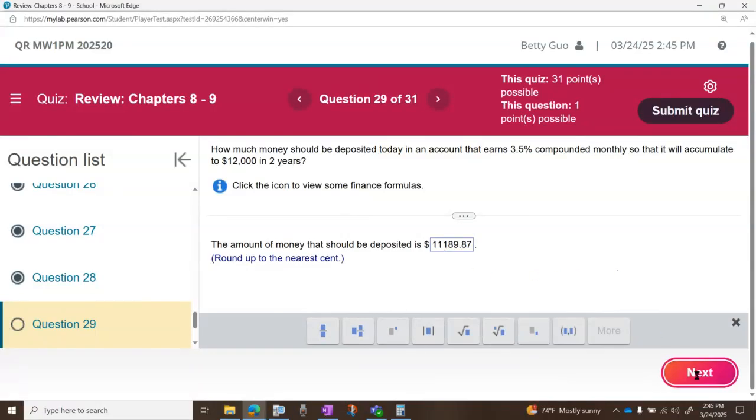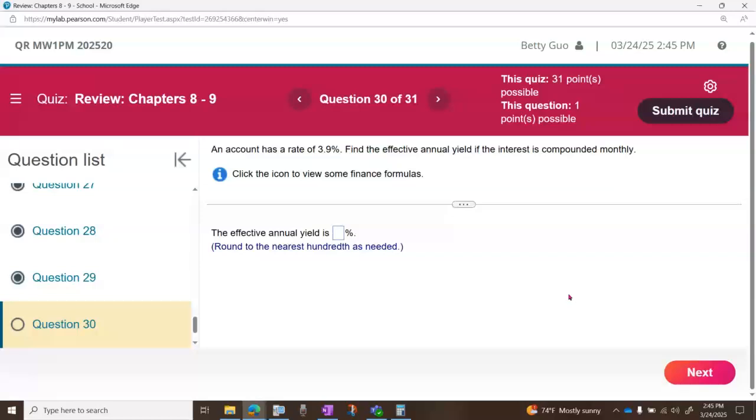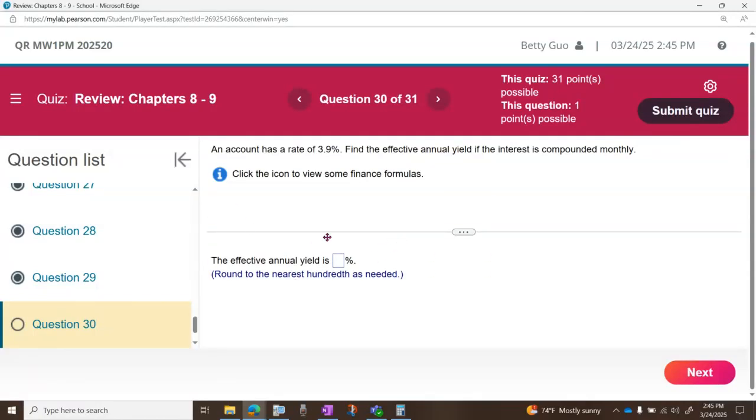Okay, so that's it. Number 30, an account has a rate of 3.9%. Find the effective annual yield if the interest is compounded monthly. This is the problem. You do need a formula. Calculator doesn't help you. We don't have an app that can handle that. You do need a formula.